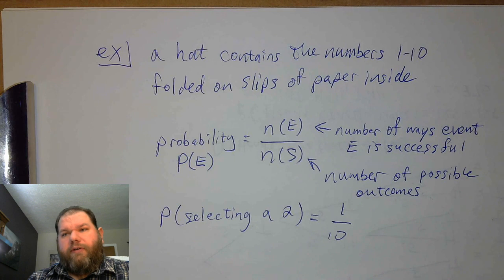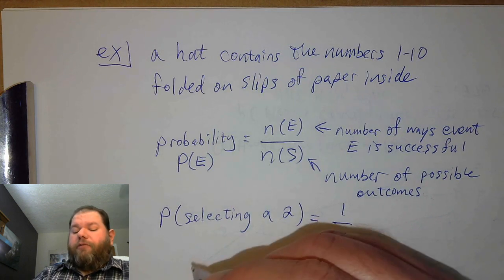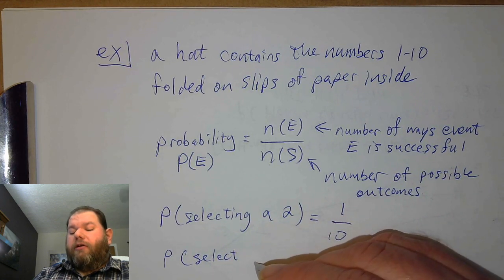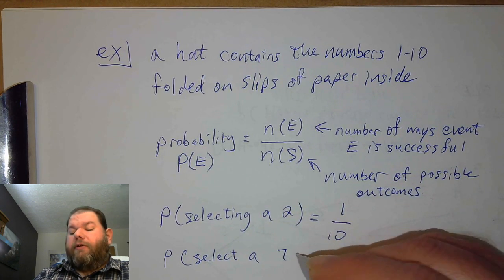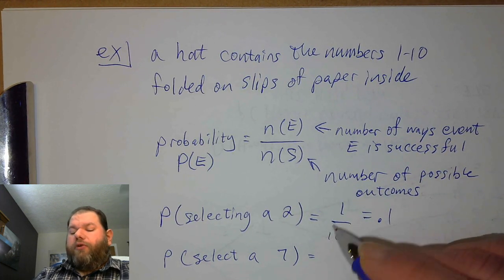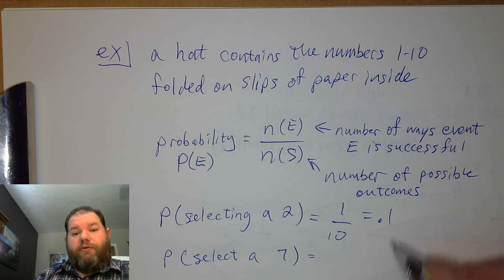This is now more calculation based, but it's still classical probability because we anticipate each of those 10 numbers being equally likely to be drawn if we pick one at random. Okay. What is the probability that we select a 7? And again, we don't want to leave it as a fraction, we'll just change it to a decimal, so 0.1.